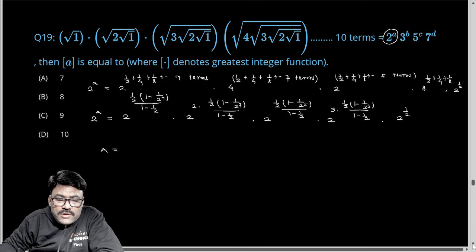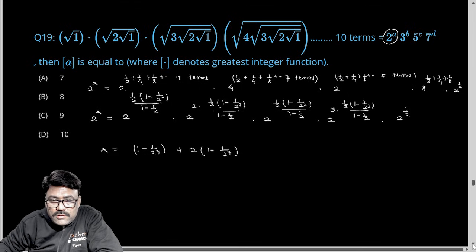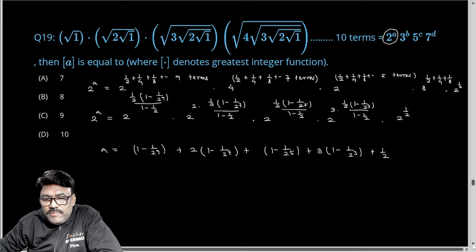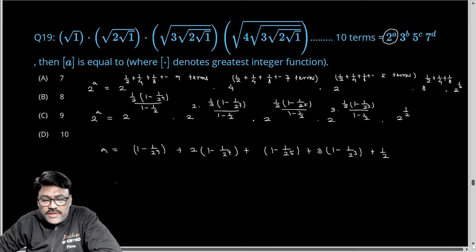A will be 1 minus 1 by 2 raised to 9, plus 2 times 1 minus 1 by 2 raised to 7, plus 1 minus 1 by 2 raised to 5, plus 3 times 1 minus 1 by 2 raised to 3, plus half. This will be it. Just equate the power of 2 from both sides.